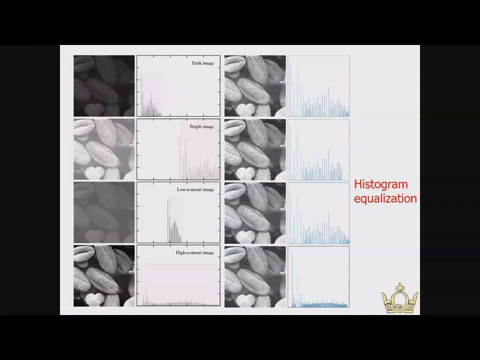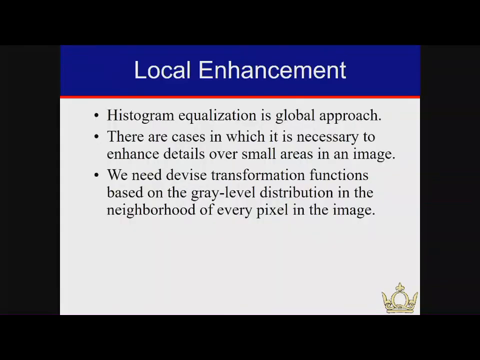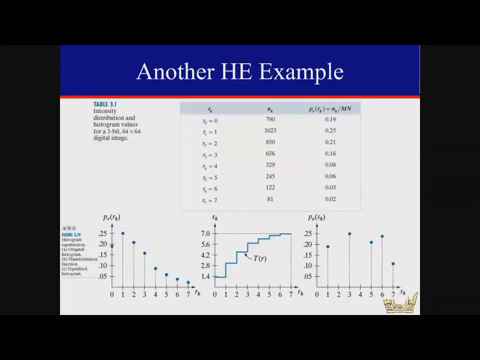Any more questions? Those images look better than those images, and that image is similar to that, but it's still a bit better. Okay, any more questions about histogram equalization? No more questions?